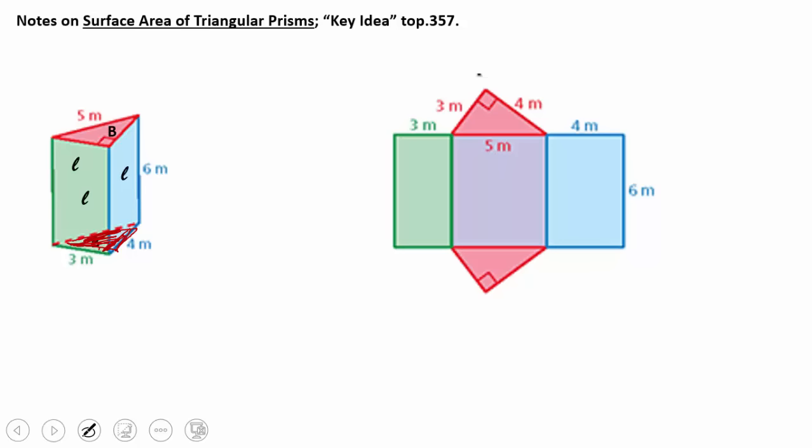We've got the 2 bases. They are red. The 2 bases are red. Nice. And then we have the 3 lateral faces. And what is the shape of every one of those lateral faces? Oh, that's right. They're all rectangles. And when we put them all together, they form one gigantor rectangle. That might come in handy in a few moments.